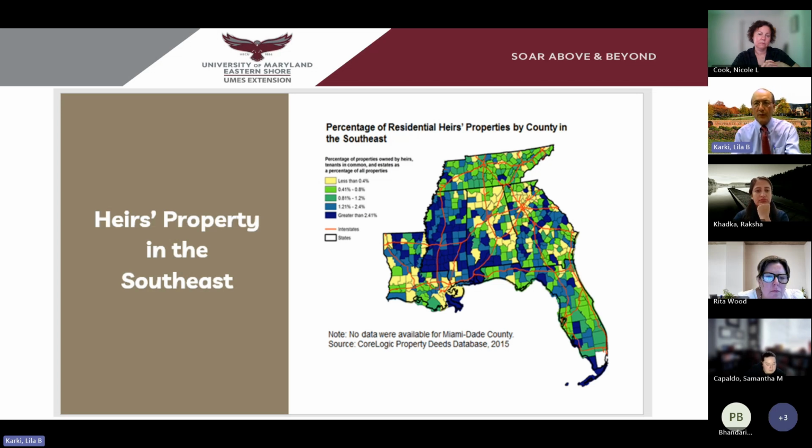This represents the southeast region, where heirs property is heavily reported, and the darker the color, the more severity of heirs property, which ranges from, sorry, this is not big enough to read. The problem ranges from 0.4% to 2.4 something percent. The dark blue means a higher number of heirs property issues, and the heirs property issue is mostly concentrated in the Southeast region.